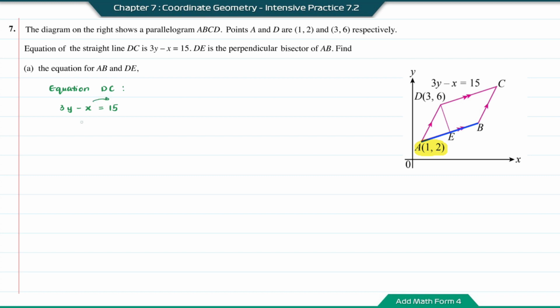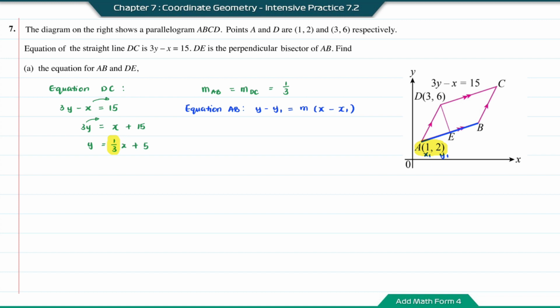So move the negative x to the right hand side: 3y is equal to x plus 15. Then divide by 3. So y is equal to 1 over 3 x plus 15 divided by 3, which is 5. So the gradient is 1 over 3. So the gradient of AB is also equal to 1 over 3.